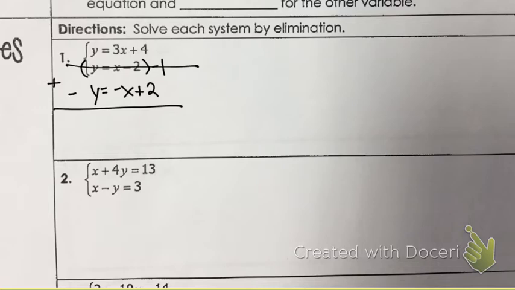y and negative y makes 0. 3x and negative x makes 2x. And 4 and 2 makes 6. So, since I got something to cancel when I added my two equations, and we know it's true because I proved it's true a moment ago, notice what variable's left. x. And I can solve for x. Boom.